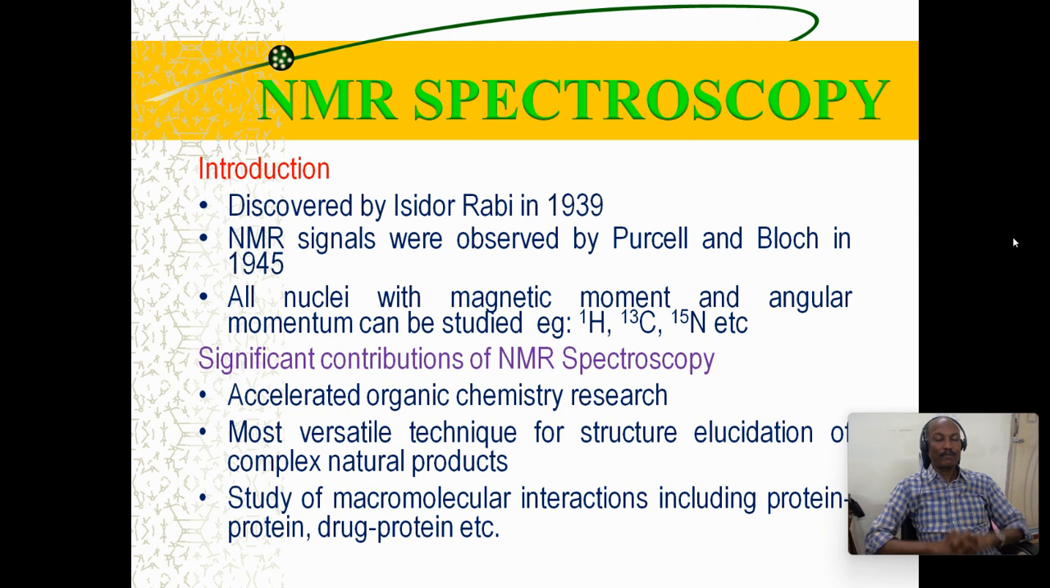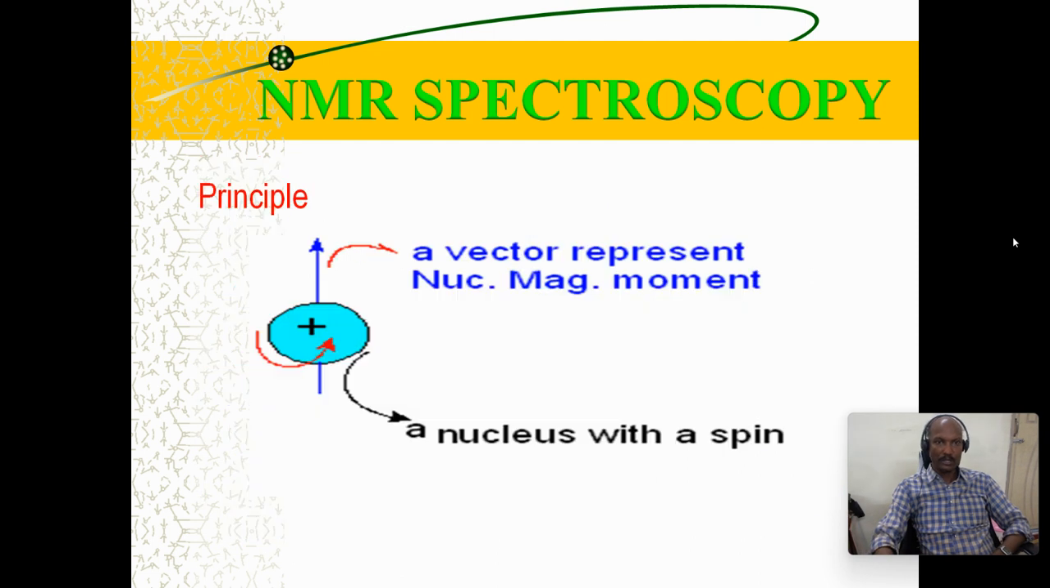What are the very significant contributions of NMR spectroscopy? Mainly, it accelerated organic chemistry research, and it is the most versatile technique for structural elucidation of complex natural products and the study of macromolecular interactions, including protein-protein and drug-protein structure.